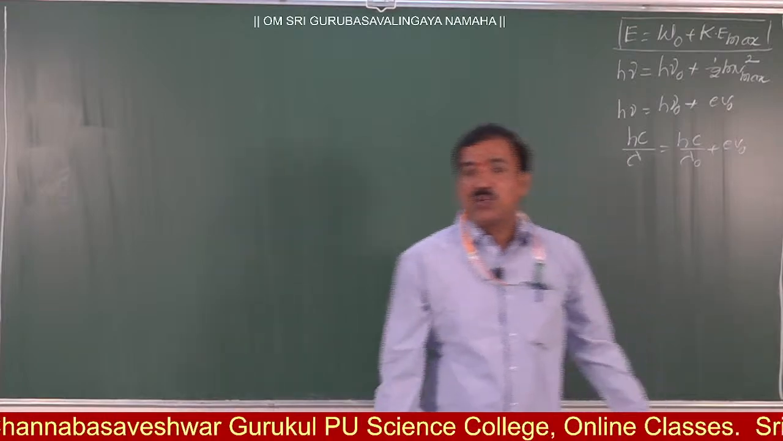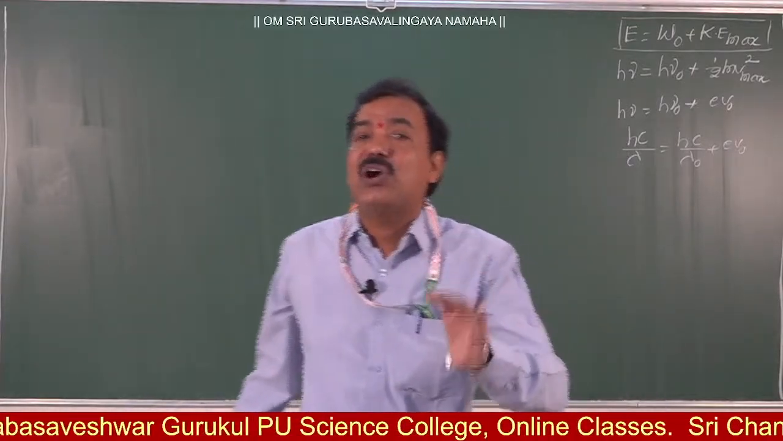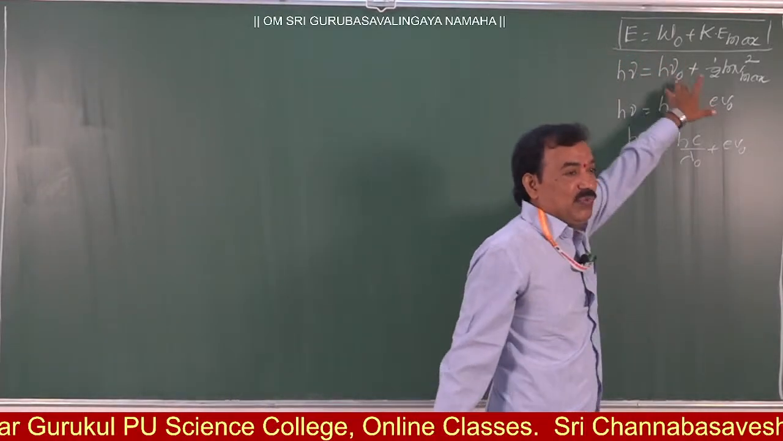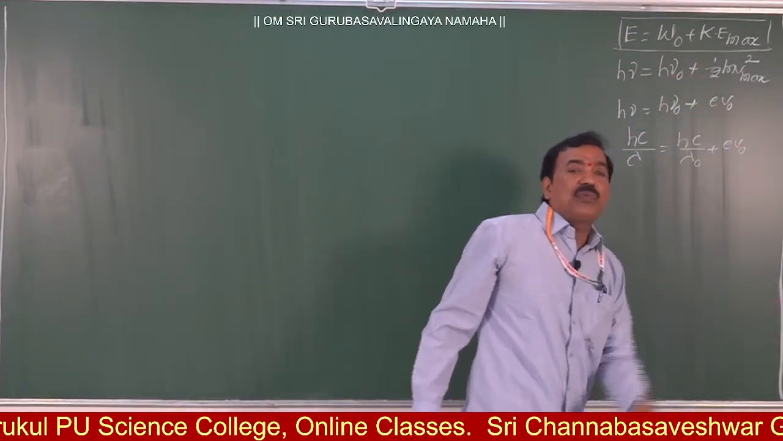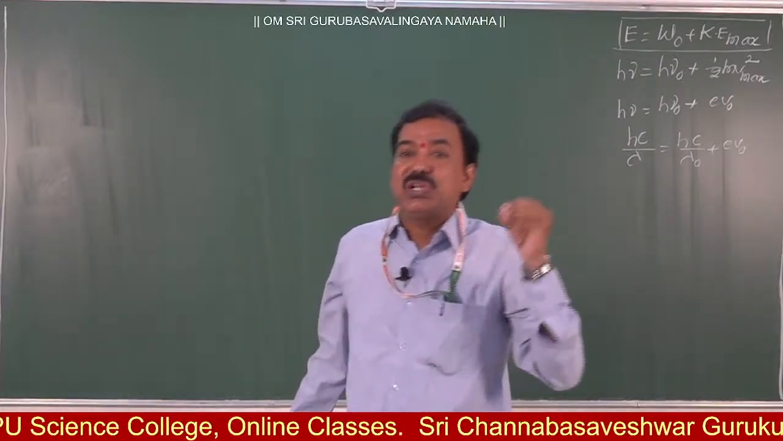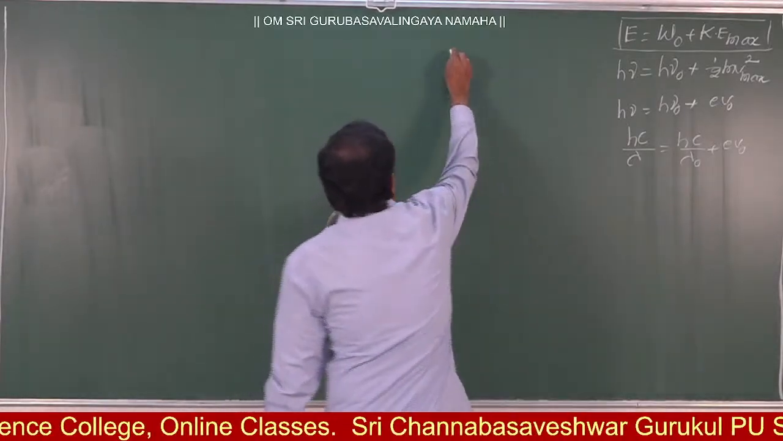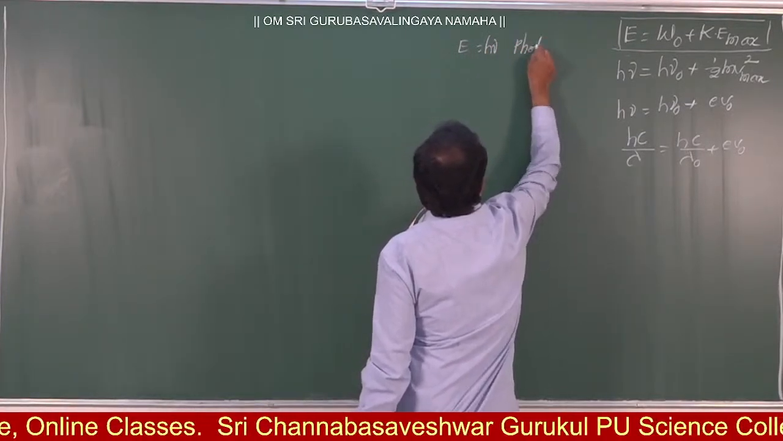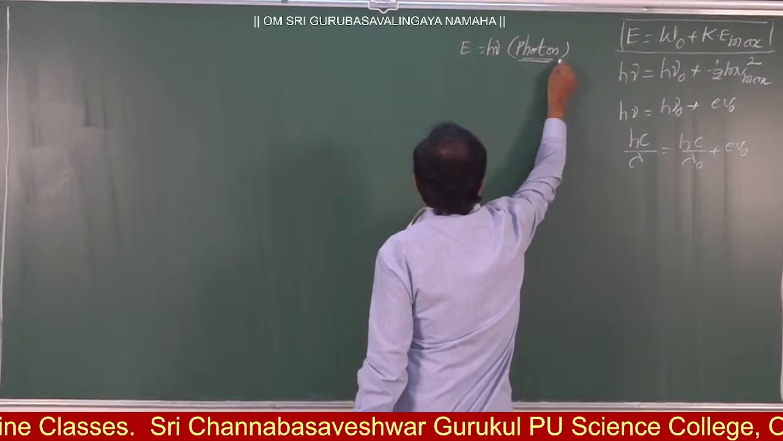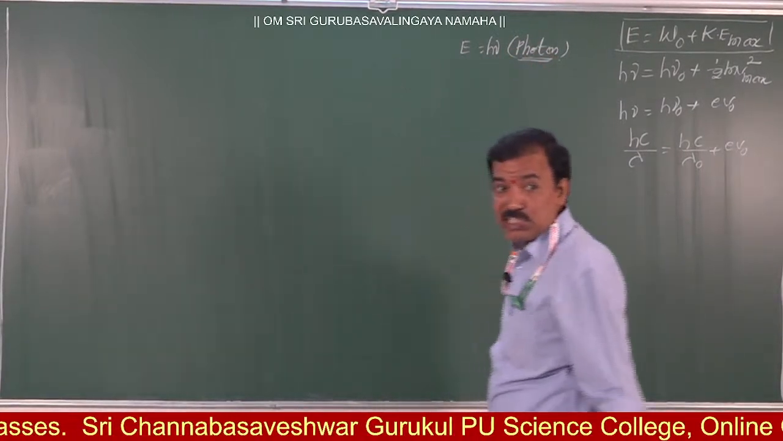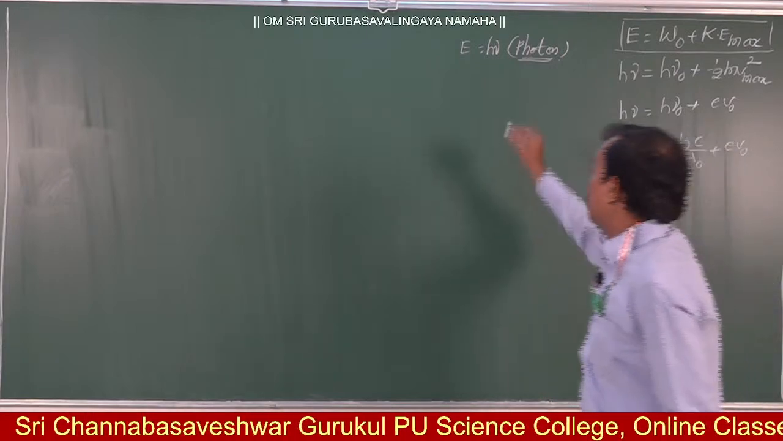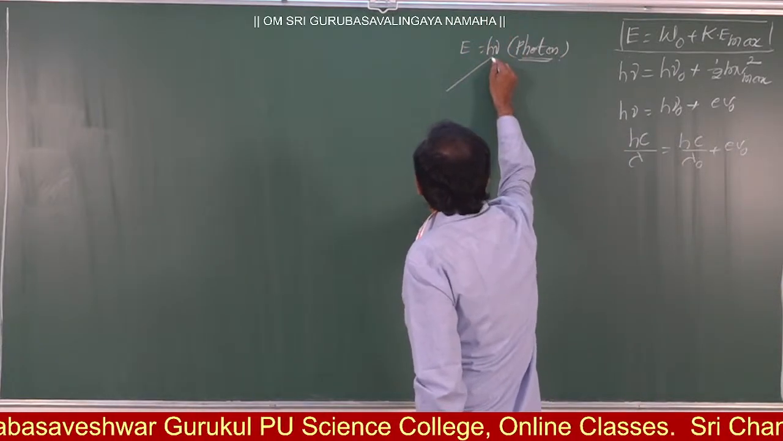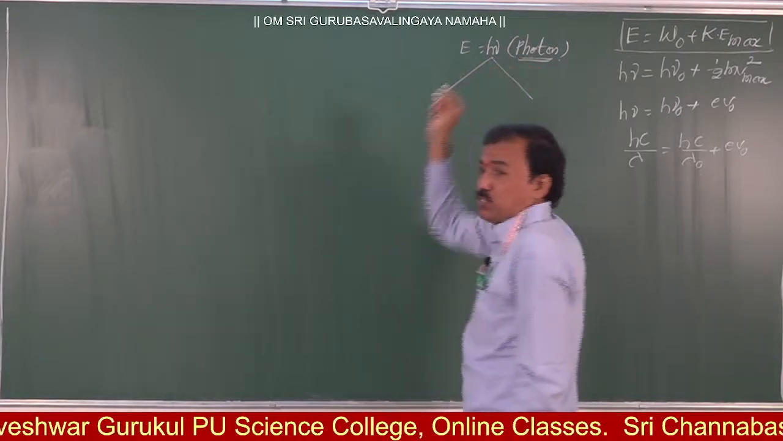Whenever a photon is incident on the metal surface, the total energy is used in two ways. The energy is equal to h nu, which is the energy of the photon. One more technical name for this is the photon, which is incident on the metal surface. This energy is completely absorbed by the electrons, and the energy is used in two ways.